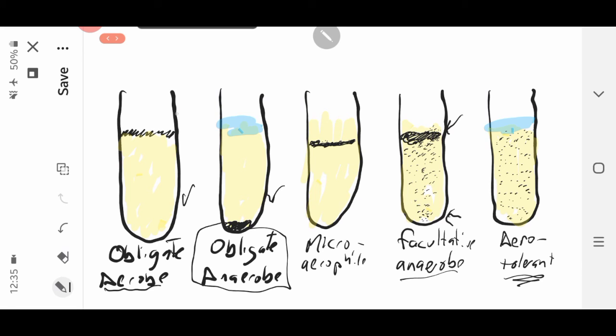And then the other side of that, these obligate aerobes, well, they can only produce energy in the presence of oxygen. And so we see this distribution. So these are the 5 we should definitely be familiar with: obligate anaerobes, obligate aerobes, microaerophiles, facultative anaerobes, and aerotolerant organisms. So that was our thioglycolate tube.